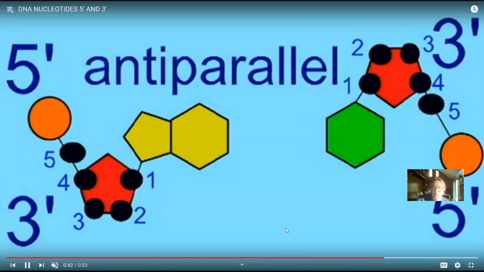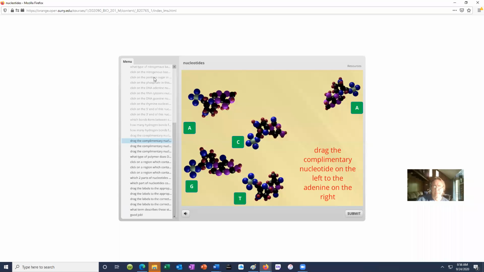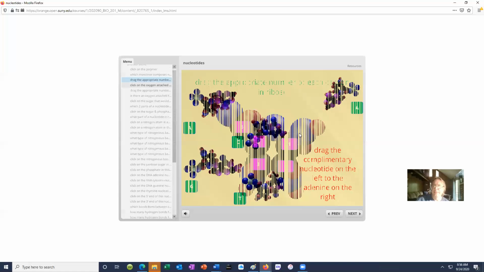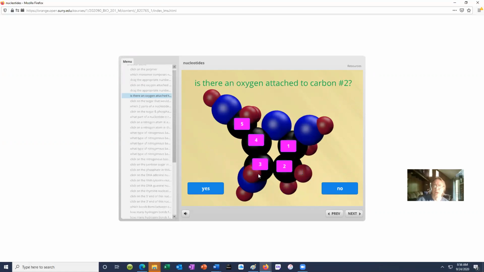Now, I'm going to go through DNA replication in the next video. And for my students, there'll be an exercise where they drag the numbers to the various atoms. So that's the number 1 carbon, the number 2 carbon, etc. And then you'll get to distinguish between ribose and deoxyribose.